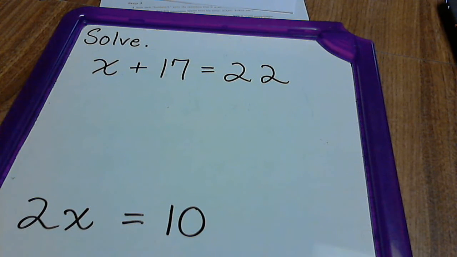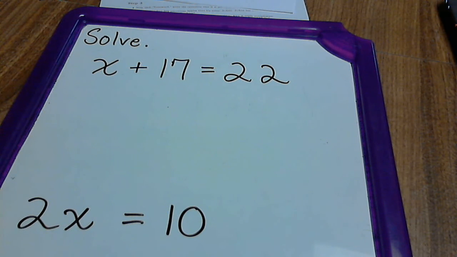We use inverse operations. Okay? So the inverse operation of addition is subtraction, and vice versa. And with multiplication, it is going to be division. So let's take a look at this first example. X plus 17 equals 22.